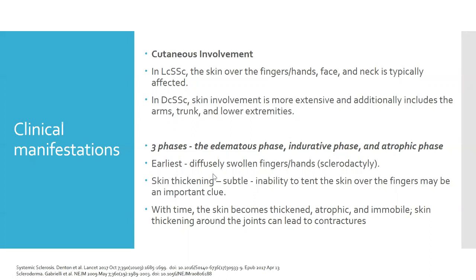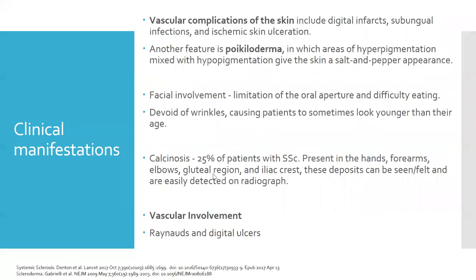Initially, the skin thickening can be very subtle. All you can see is probably the inability to tent the skin over the fingers, and with time, the skin becomes more and more atrophic and immobile. Vascular complications typically involve the tip of the digit, so you can have digital infarcts and subungual infections. Another feature is poikiloderma, which is mixed hyper- and hypopigmentation, giving the skin a salt and pepper appearance. Facial involvement is common.